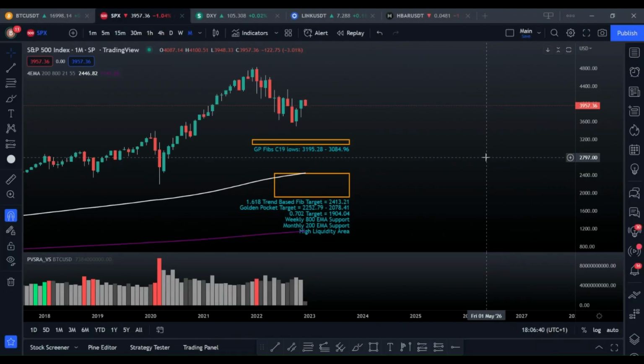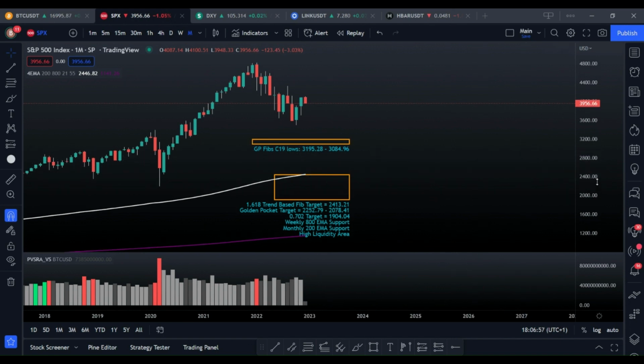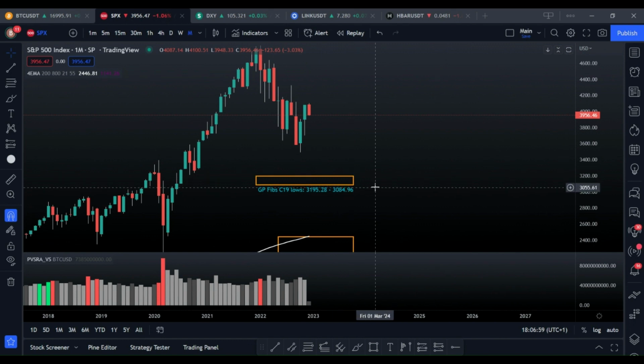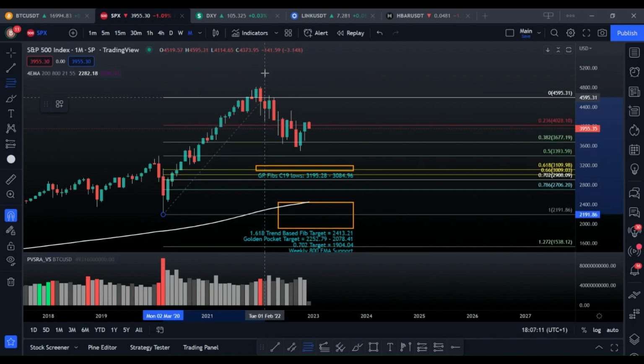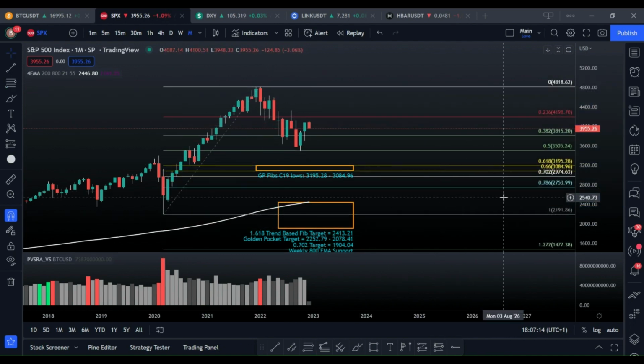Speaking of the traditional stock market, as we have stated many times on this channel before, Bitcoin closely follows the price action of the traditional stock market, especially the S&P 500, which is basically tech stocks. So therefore, it's important to analyze the S&P 500 chart as well. Looking at the chart right here, we can see that our first point of interest is GP fibs, which stands for golden pocket fibs, from the Corona lows right here. So if we draw fibs from the March 2020 low to the all-time high.